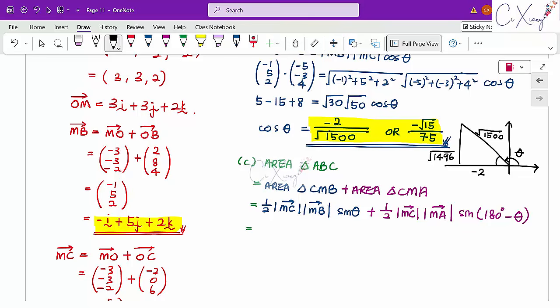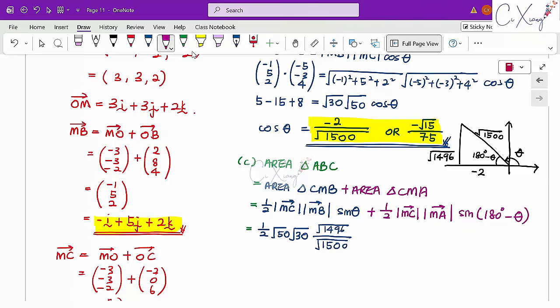Then this one is 180 minus theta. We are referring to this triangle to get the value for sine theta. So half, what's the length of MC? You already got your length of MC just now, which is square root 50. What's the length of MB? This one, square root 30. Then what's the value for sine theta? Sine theta means opposite over hypotenuse, so you have square root of 1496 divided by the square root of 1500.